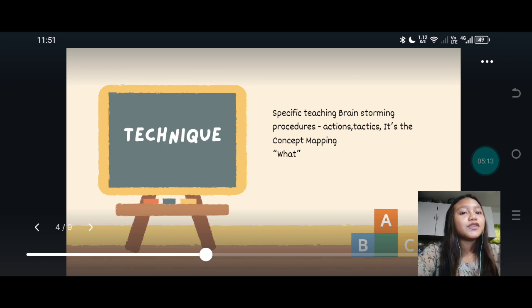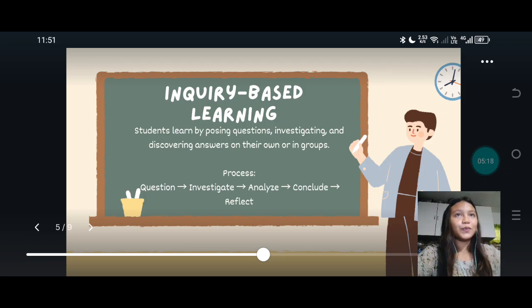So now let's proceed to the real deal. There are 5 learner-centered approaches or methods. These strategies demonstrate how these concepts are applied in the real classroom setting. The first one is inquiry-based learning. Students learn by posing questions, investigating, and discovering answers on their own or in groups.